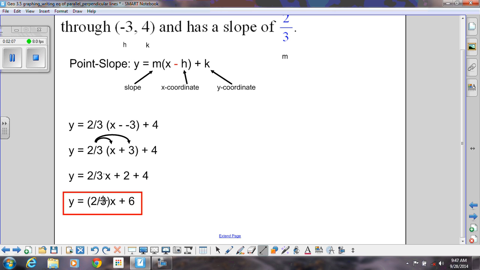Now notice I put 2/3 in parentheses. That's just so we know that the whole fraction 2/3 is in front of the x.